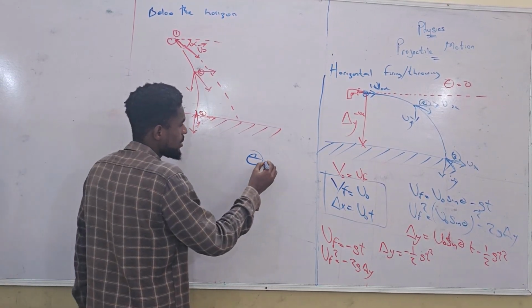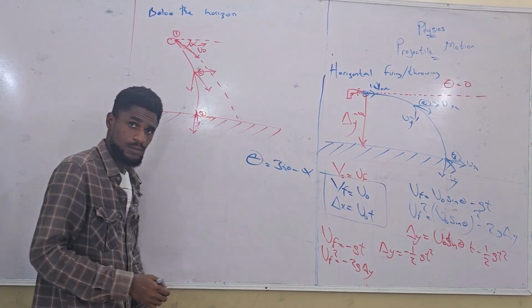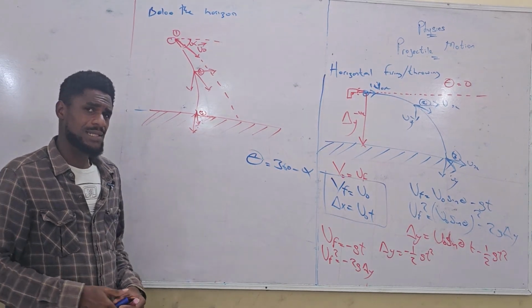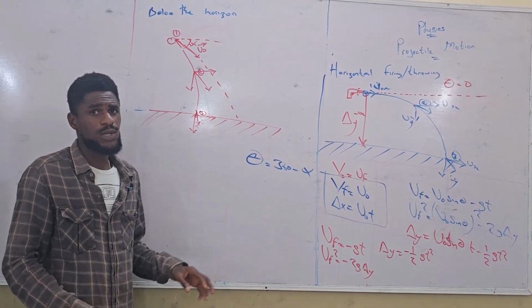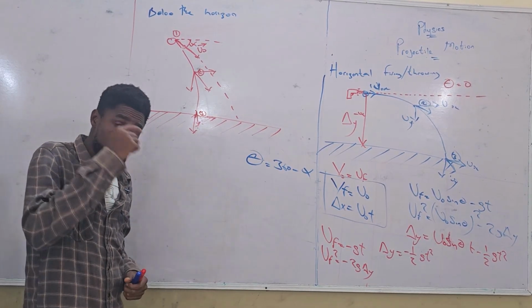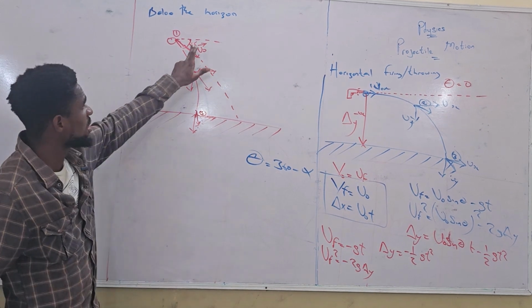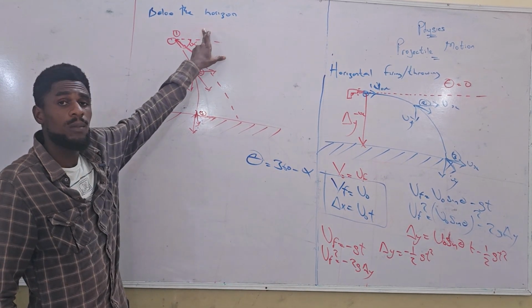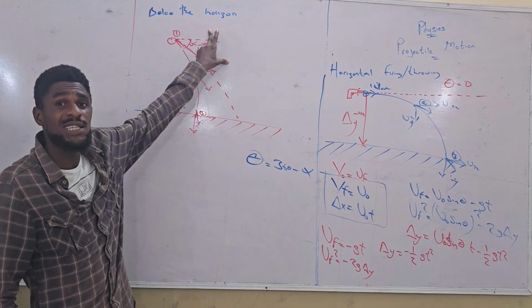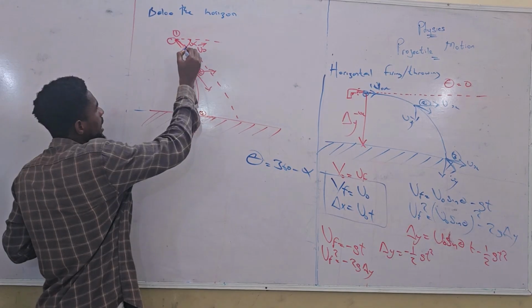And how do we get theta? Theta will always be equal to 360 minus alpha. How do we arrive at this? If you are conversant with angle of elevation and depression, you know that when you're looking downward, the angle of depression is not this one that it makes with the imaginary horizontal, but rather this angle here.